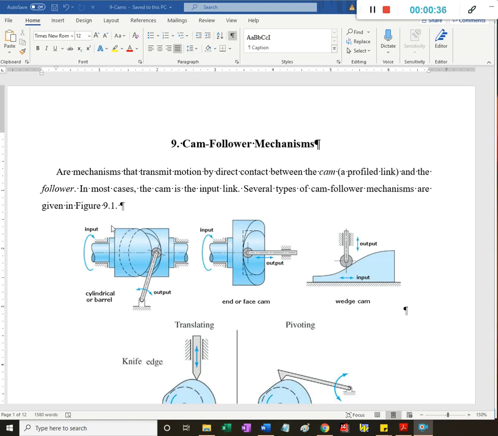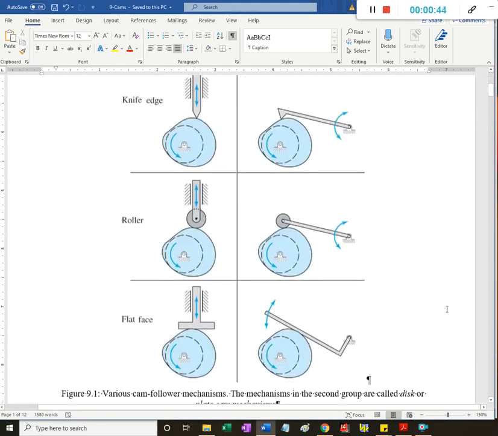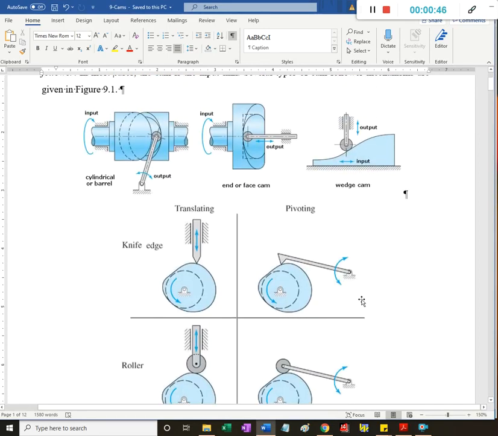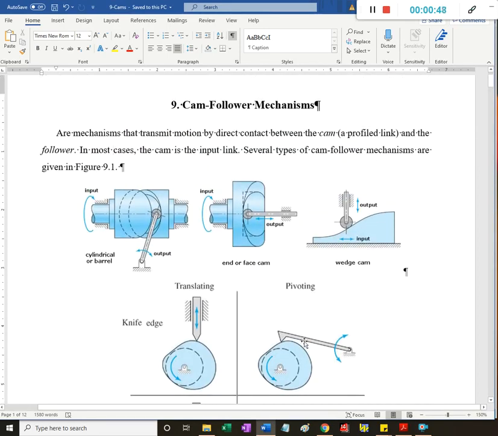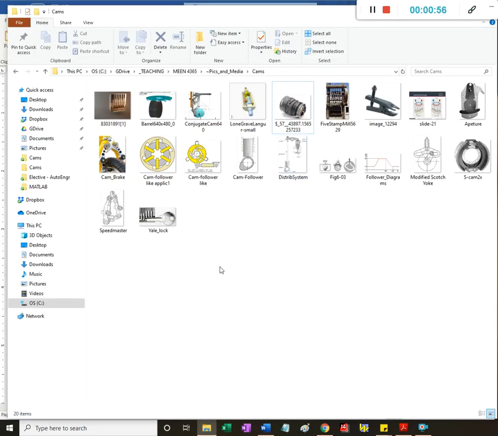Okay, so cam follower mechanisms are mechanisms that transmit motion by the contact between the cam and the follower, in most cases with the cam being the input. Most people think of the engine valve opening mechanism that uses cams, but applications of cam followers are many, and I have here some examples.